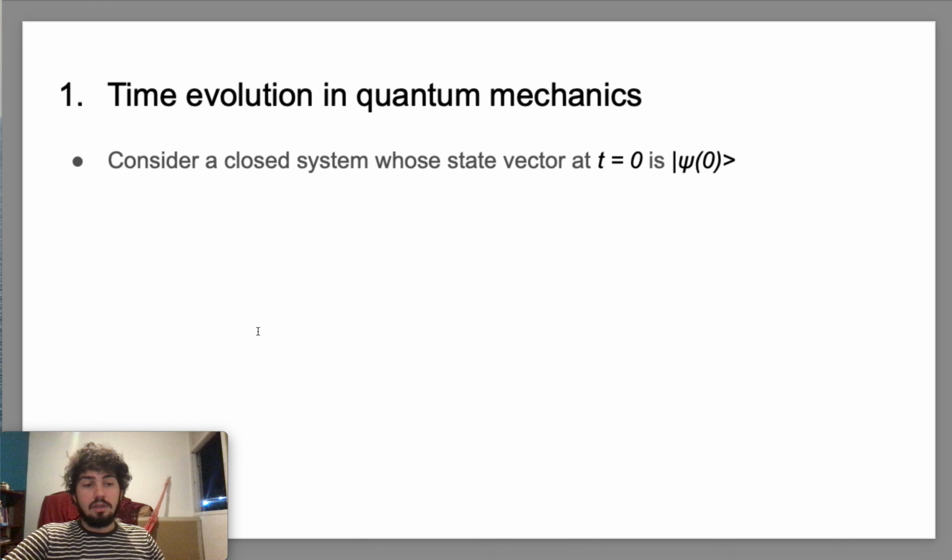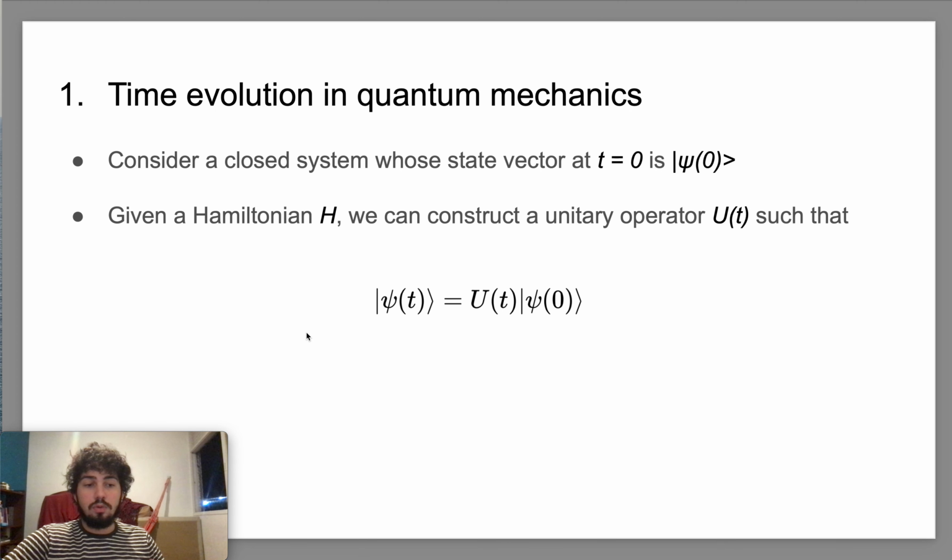But okay, consider first a closed system whose state vector at t equals 0 is just psi 0, as usual. And we know from quantum mechanics that we can construct, given a Hamiltonian operator H, a time evolution operator U of t, such that when I apply U of t to psi 0, I get the state of the system at time t, which is of course psi t.